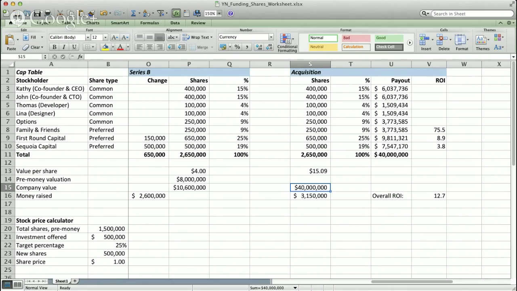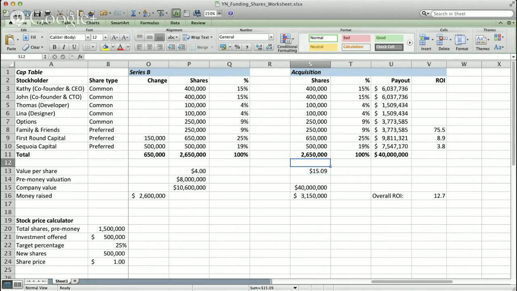So what happens is that with a $40 million total value of the company, the company has now gone up by about 4x from the $10 million valuation that it had right after the Series B round. What that means in terms of value per share is about $15 per share.